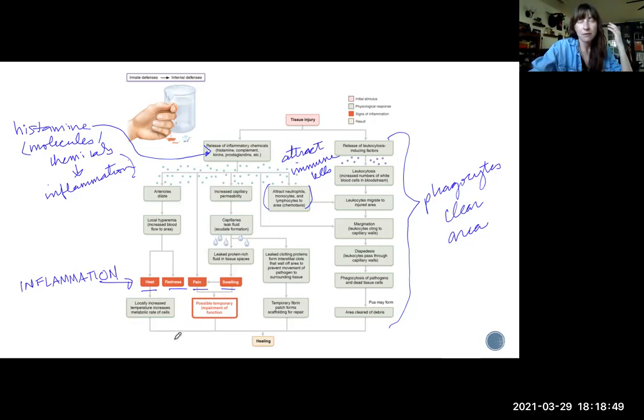The combined result of these things is that you're going to have swelling of the area. The swelling is going to probably press on nearby sensory nerves, so therefore you have pain. You're going to have redness from all of this blood flow, and you will have heat from blood and fluids traveling from deeper in the body to this area. All of those things are there for an important reason, okay?